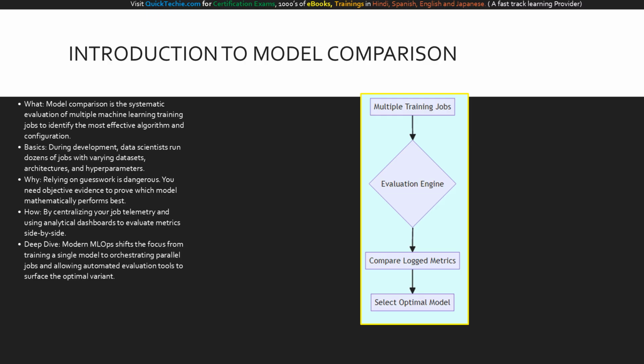Take a look at this flowchart. On the top, we have our multiple training jobs. These are all your different experiments running in the cloud. They all feed directly into a centralized evaluation engine. This engine allows us to systematically compare logged metrics, like accuracy or loss, side by side. Finally, this data-driven comparison leads us directly to selecting the optimal model for deployment.